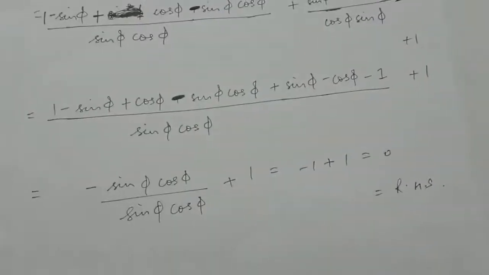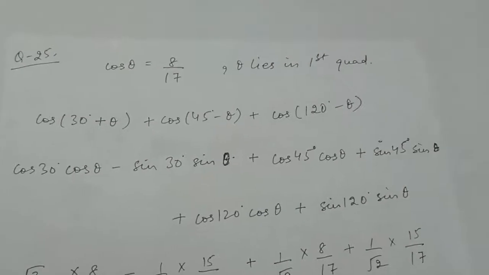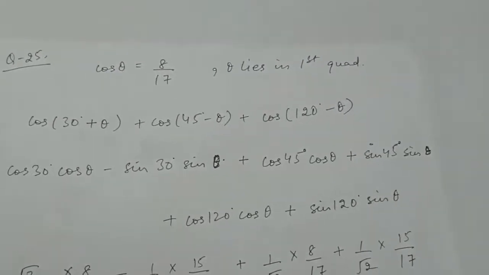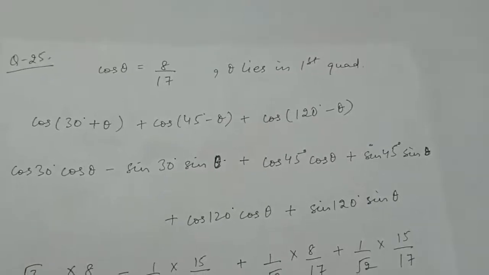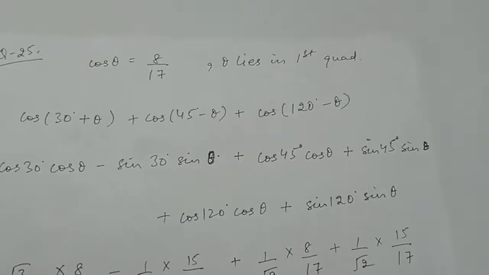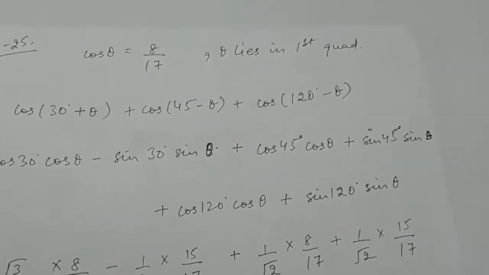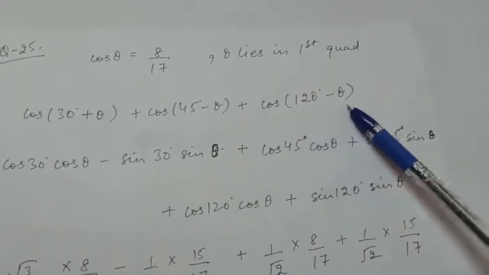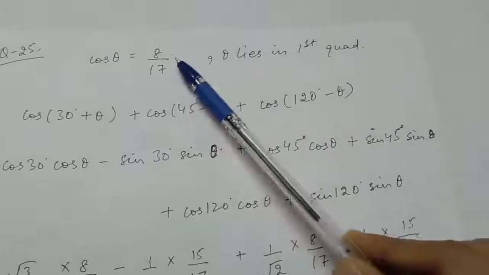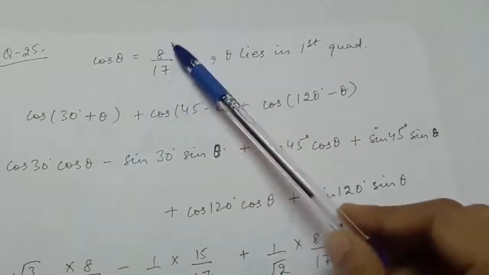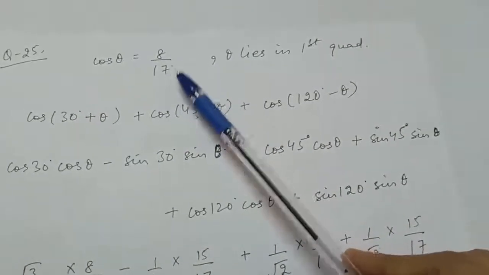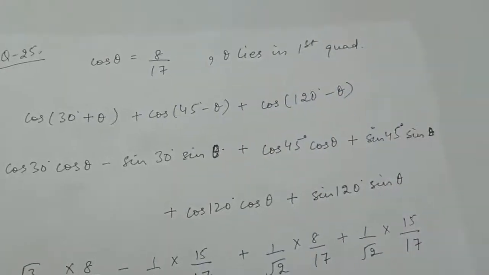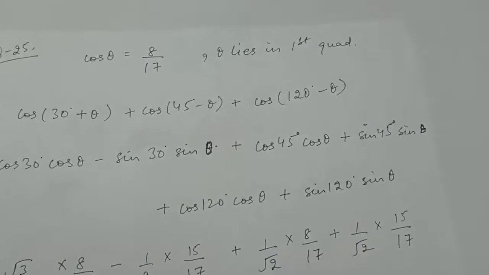Now question number 25 is, if theta lies in the first quadrant and cos theta is equal to 8 by 17, then find the value of cos (30 degree plus theta) plus cos (45 degree minus theta) plus cos (120 minus theta). Now see, cos theta is 8 by 17. From this we can calculate sin theta, right? And because theta lies in the first quadrant, sin theta will also be positive, as in the first quadrant all the trigonometric functions are positive.